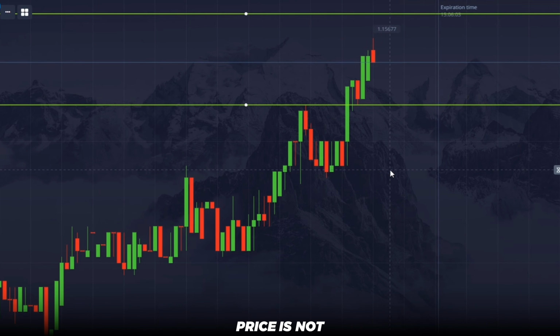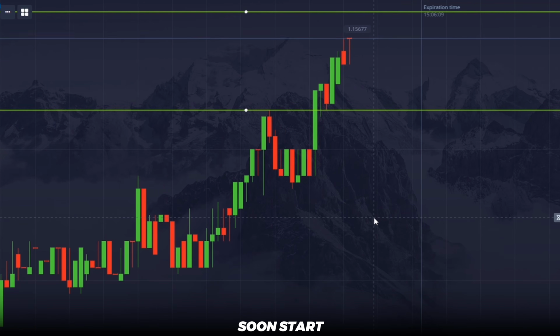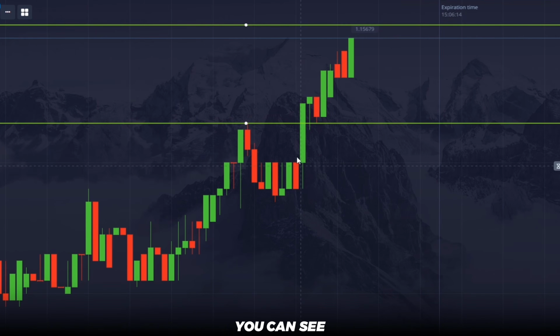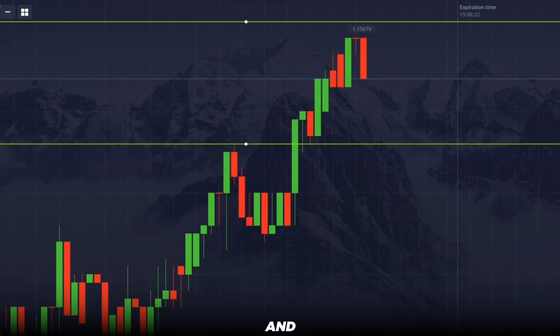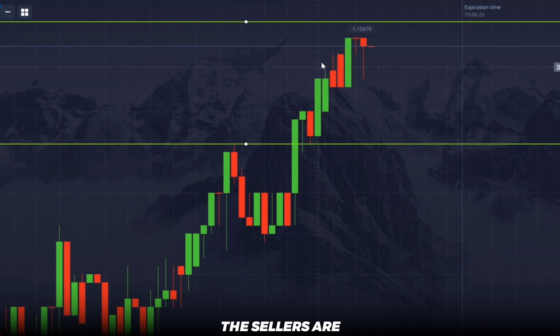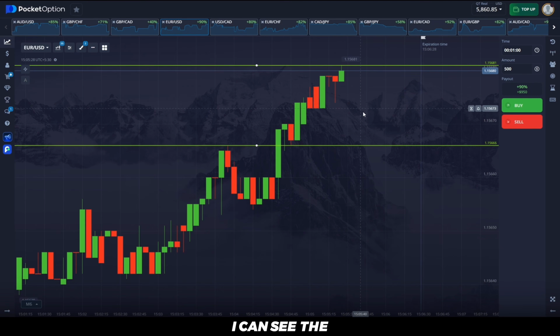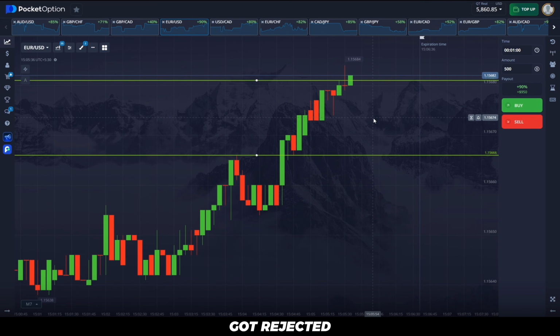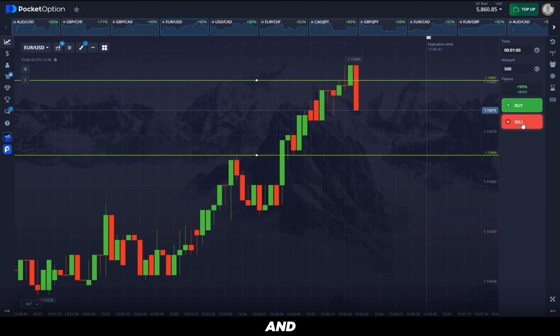Right now, price is not showing the weakness that I required, but I expect that price will soon start reversing after giving us a solid reversal pattern. Currently, you can see that price is creating new highs, which means that buyers are still active here. But let's see, this is the last boundary, and currently I can see that the sellers are showing interest. I can see the rejection. I need a solid reversal pattern to place a reversal trade. It showed a breakout, got rejected back. Chances of reversal are still high.